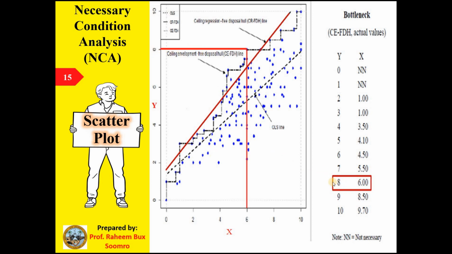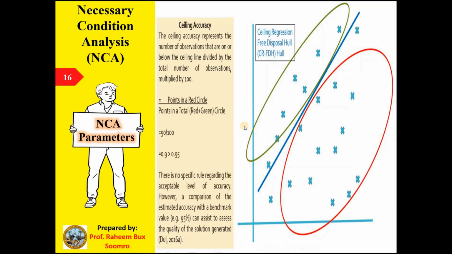So here you are looking. Now ceiling accuracy: at least as of now there is no benchmark for this, but at least people say that there should be at least 95%. That means more than 95%. How to calculate 95%? You're looking at the points here. This is our CE-FDH, this is our CR-FDH line, the regression line.